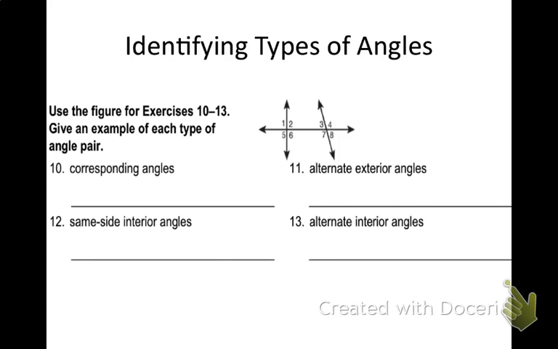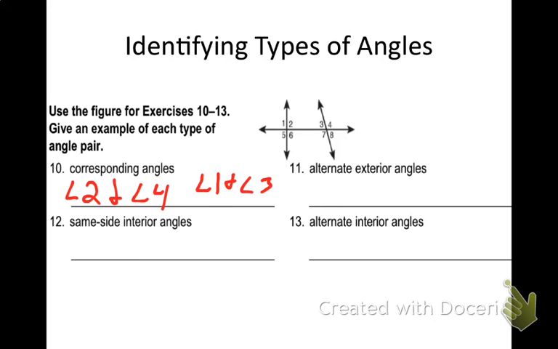So number 10 here. Looking at those 3 lines, I want to name some corresponding angles. Corresponding angles mean they're going to be in the same position. Troy, give me one of them. So I'm going to say angle 2 and angle 4 is correct, because both of those would be in the upper right side. Those would be corresponding angles. What's another example of corresponding angles, Catherine? 1 and 3. Nice job.